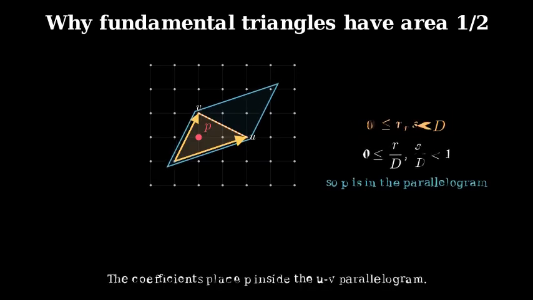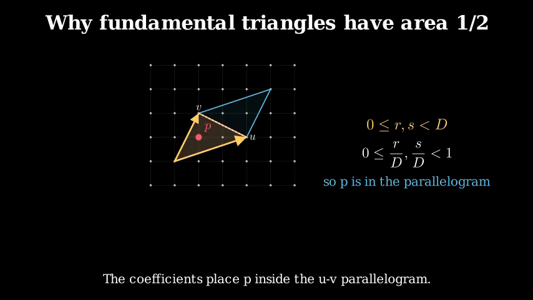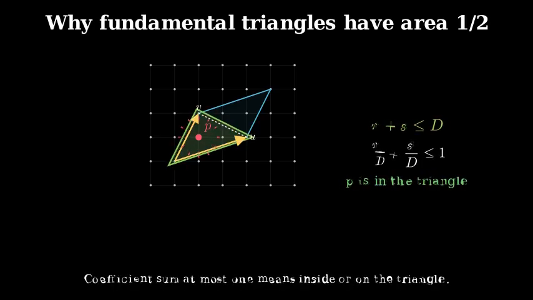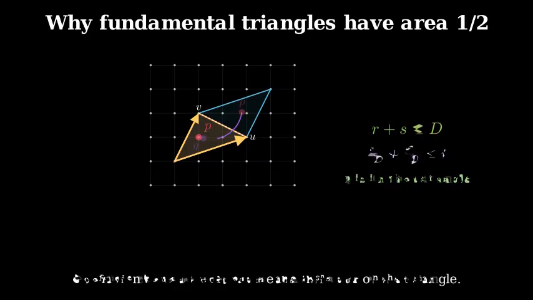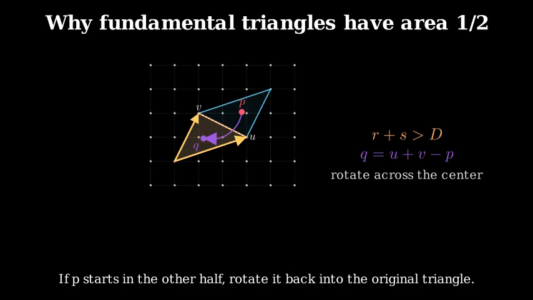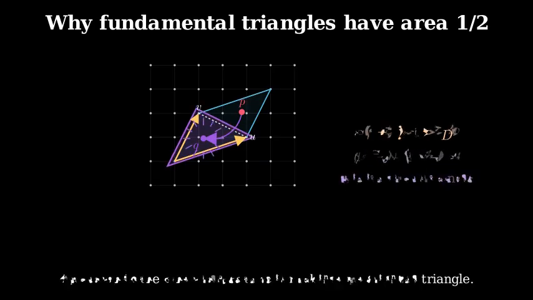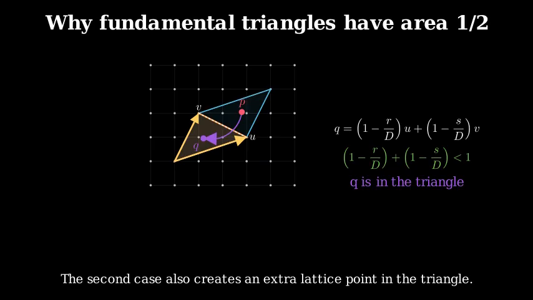Because r and s can be chosen between 0 and d minus 1, P lies inside the parallelogram spanned by u and v. If r plus s is at most d, then the 2 coefficients of u and v add to at most 1, so P lies in the original triangle. If r plus s is bigger than d, rotate P halfway around the parallelogram by taking q equals u plus v minus p. This q is also a lattice point. The coefficients of q are 1 minus r over d and 1 minus s over d. They are positive, and because r plus s is bigger than d, their sum is less than 1. So q lies in the original triangle.